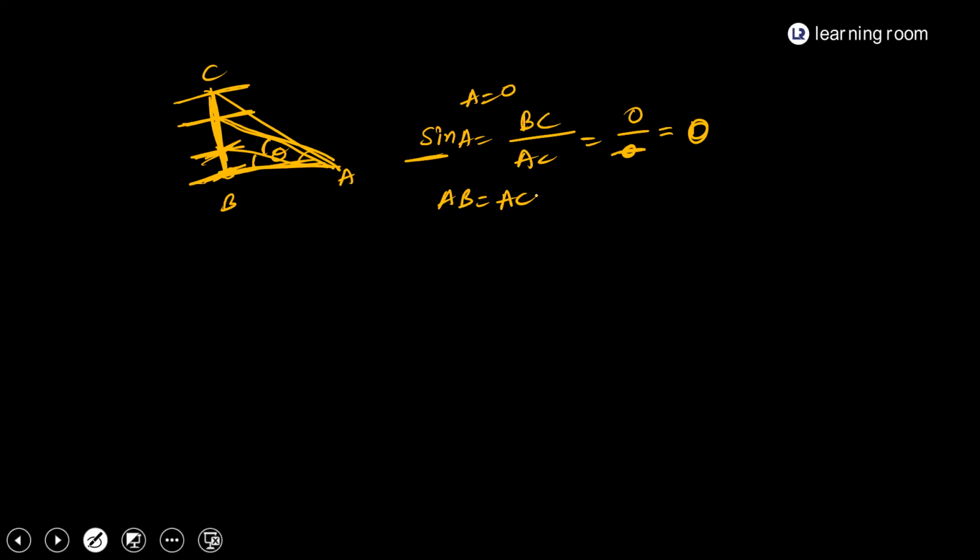And what about cos A? Cos A will be adjacent by hypotenuse. Adjacent is AB, hypotenuse is AC. So AB is becoming AC, no? So it will be 1. So sin 0 is 0, cos 0 is 1. Got it?